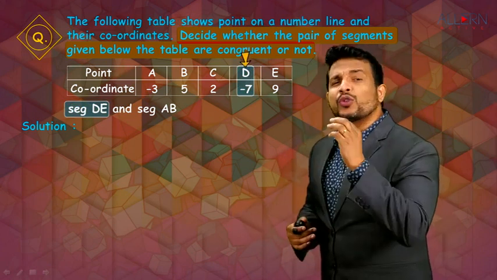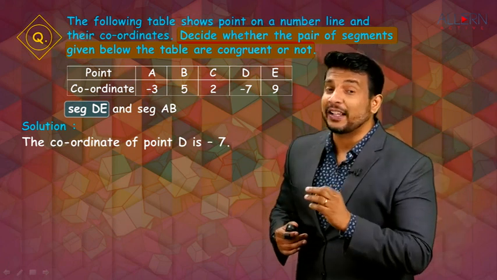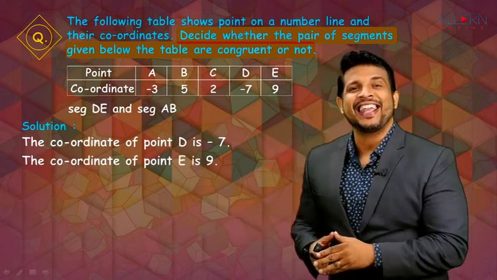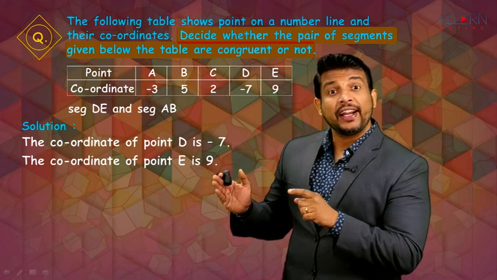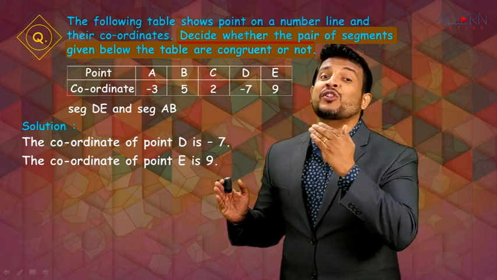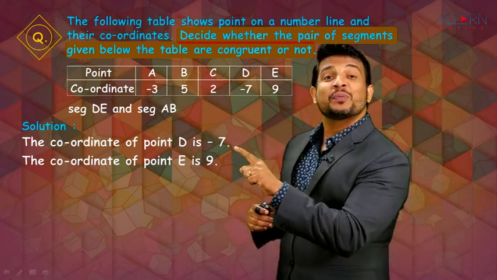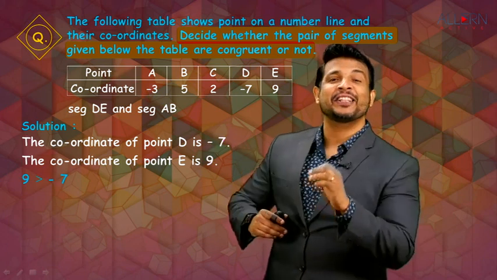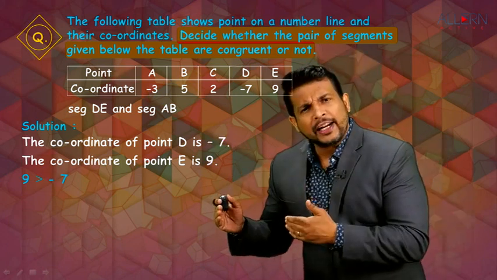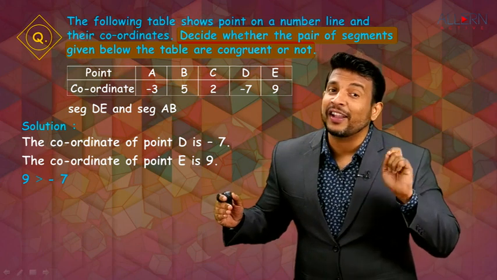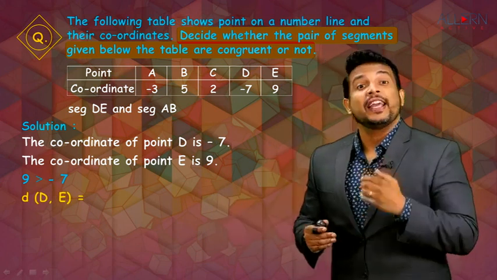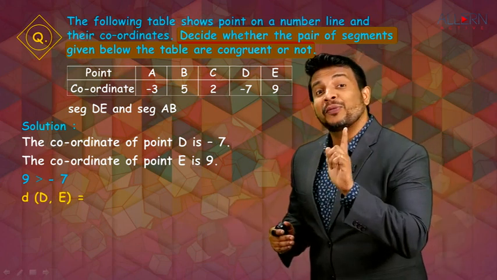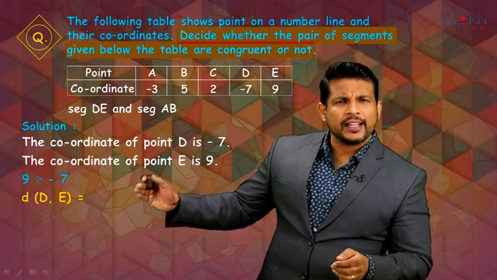Let's write down. The coordinate of D is -7 and the coordinate of E is 9. Now we know the coordinates. We need to identify which one is the greater coordinate and which one is the smaller one. So we write 9 is greater than -7. Once we know the greater coordinate and the smaller coordinate, can we find the distance between D and E? In other words, that's nothing but the length of segment DE. Remember that.